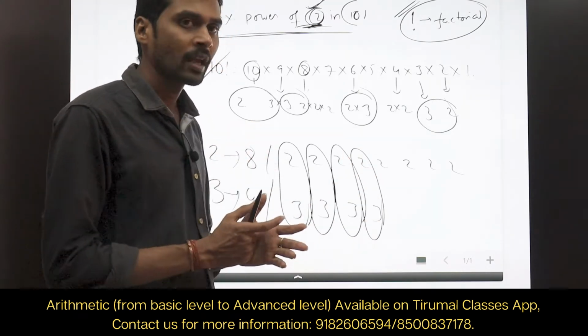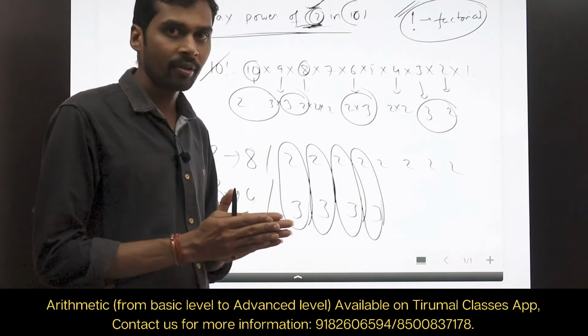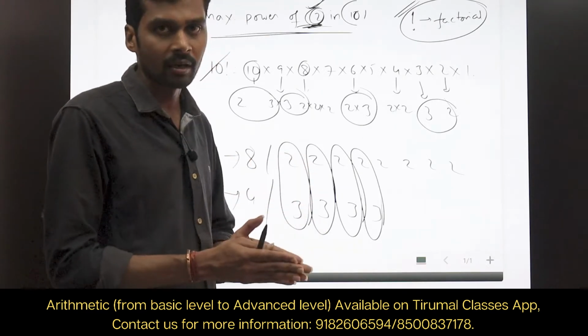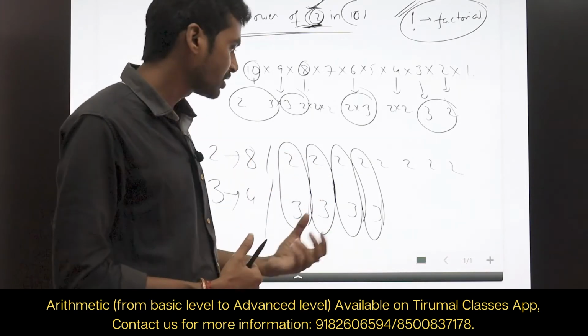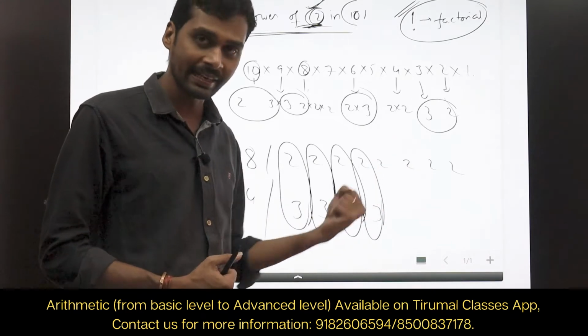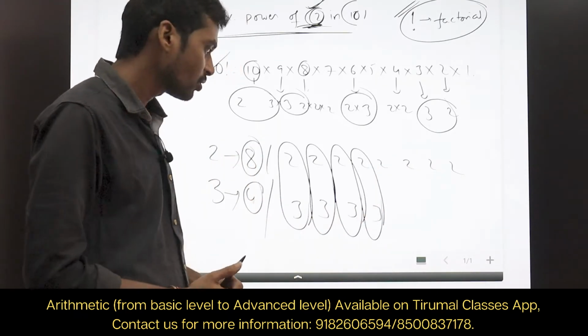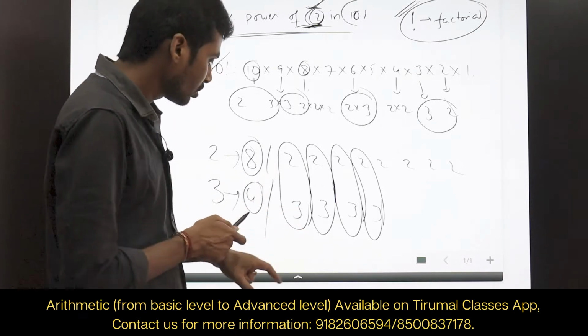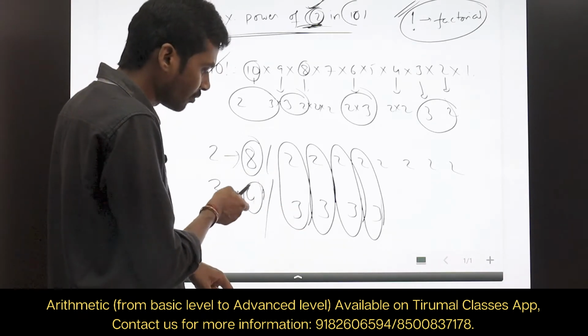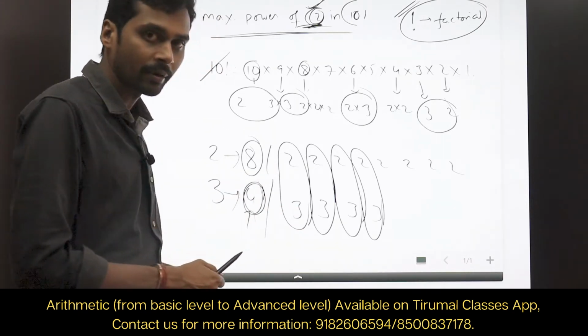So whichever number appears the minimum number of times, that is your final answer, right? Because 3 appears 4 times, and 2 appears 8 times. Even though 2 appears 8 times and 3 appears 4 times, since we require both the numbers, we always take whichever number gives the minimum, isn't it?